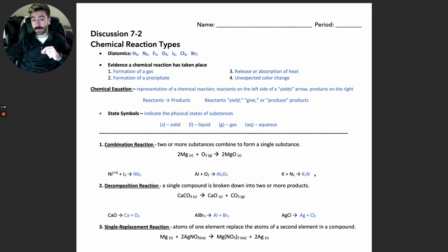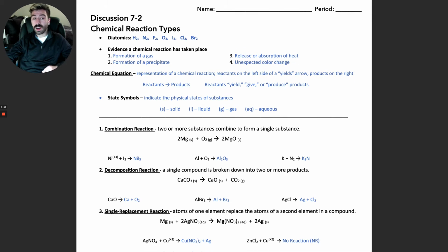And that's combination reactions. That's all it is. It's 2 substances combine to form 1. Now the opposite of that is a decomposition reaction. So if something decomposes, it breaks down into its parts, and that's what's happening here. It's when a single compound breaks down into two or more products. Okay? And so here we see solid calcium carbonate breaking down into calcium oxide solid and carbon dioxide gas. Okay? So one thing breaks down into two or more.